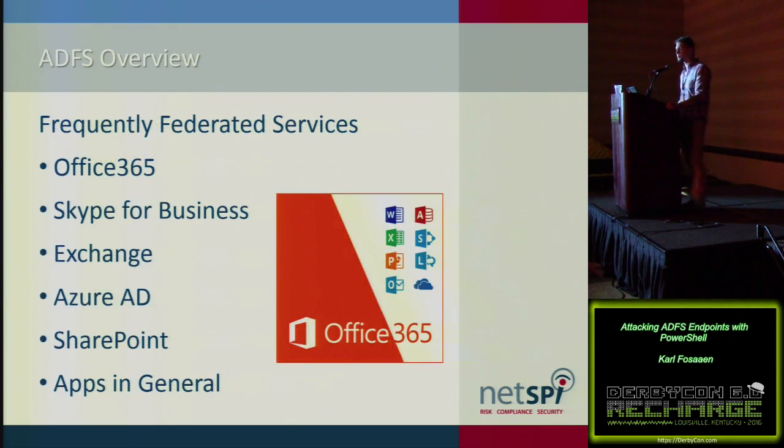So, some frequently federated services. These are services that would allow for federated authentication either through ADFS or they have some kind of federation that you could set up. So things like Skype for Business. Businesses can communicate to each other. If Derbycon had their own Skype for Business set up internally and we at NetSpy wanted to chat over Skype for Business with them, we could set up federation with them.